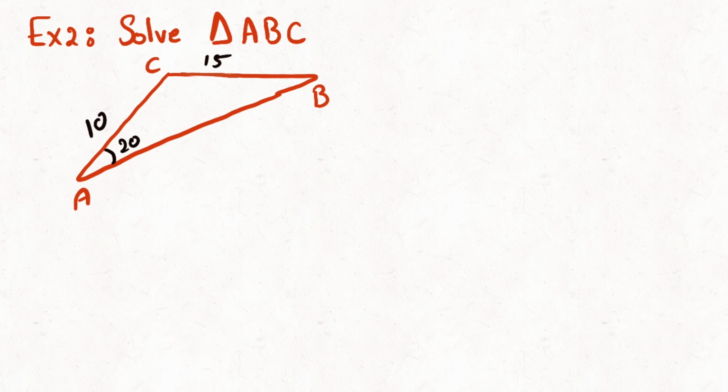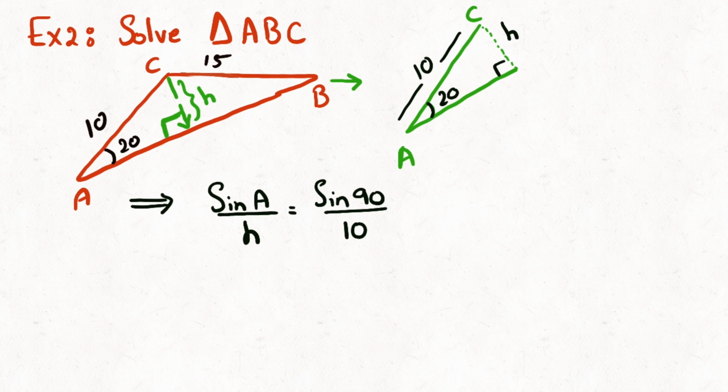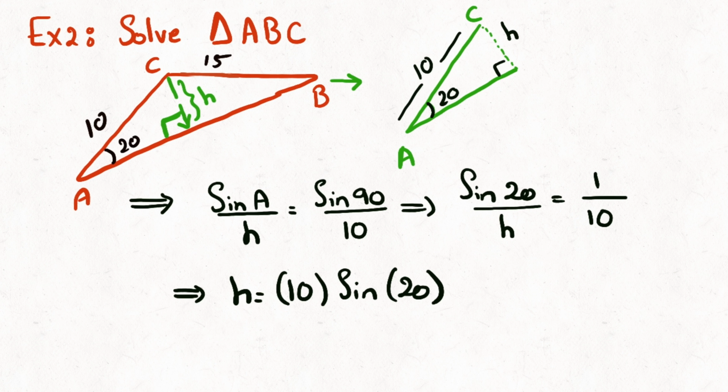Now we will take another example concerning the case SSA. We drop a perpendicular line from the point C. We call this line h, or the altitude. We take this part of the triangle and we apply the rule of sines. We keep in mind that when you drop a perpendicular line, the angle will be 90 degrees, as you can see in front of you. By applying the sine rule, we will find the length of h. You can use the calculator at this point and you will discover that h equals 3.42.